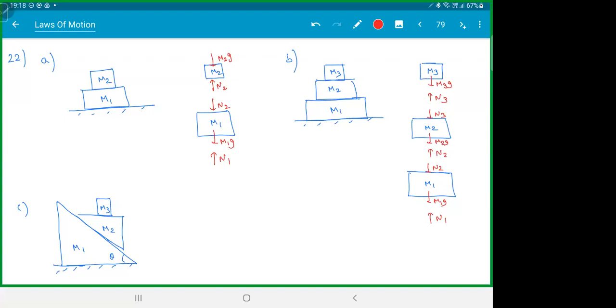So M1 does not know who is M2G, who is M3G. M1 is thinking, because of the weight on the top, the molecules are being pushed down, and because the molecules are pushed down, there's a repulsion, and that repulsion is N2. So indirectly, N2 is becoming M2 plus M3G, but the reason is different. I hope you're getting it.